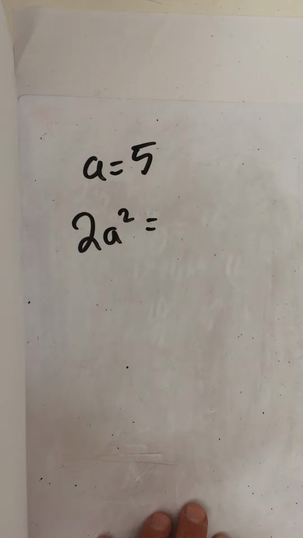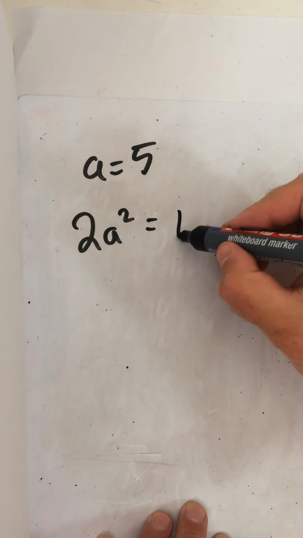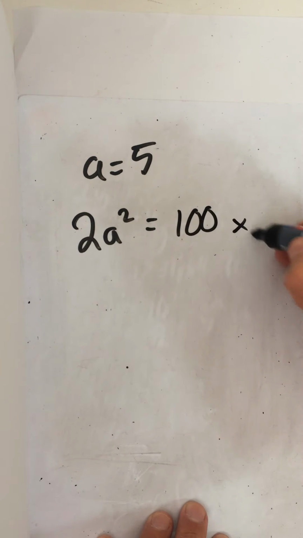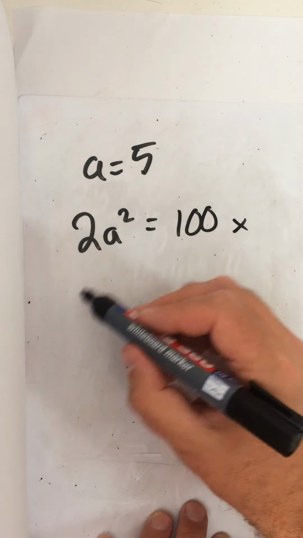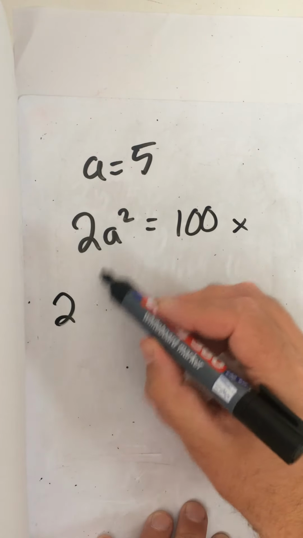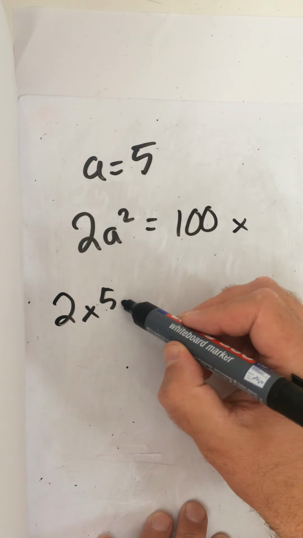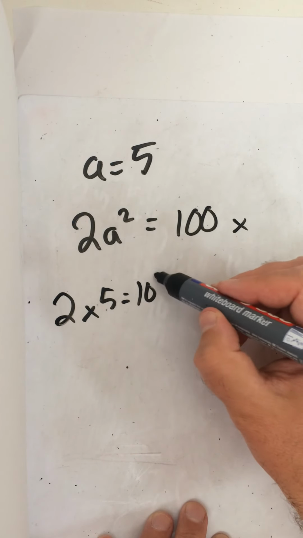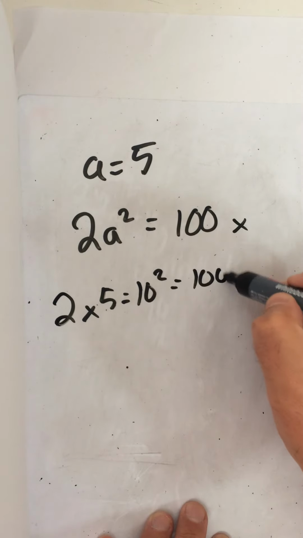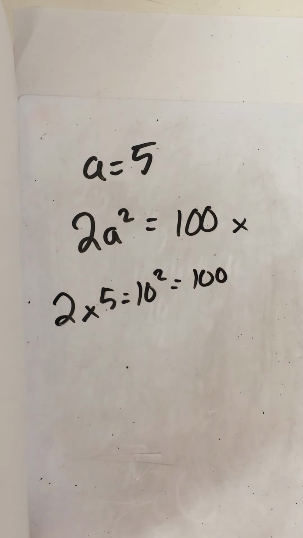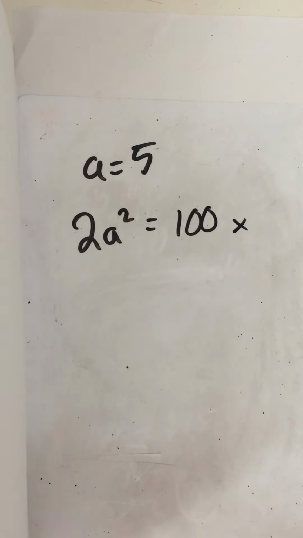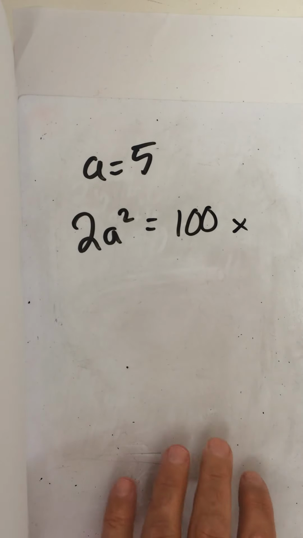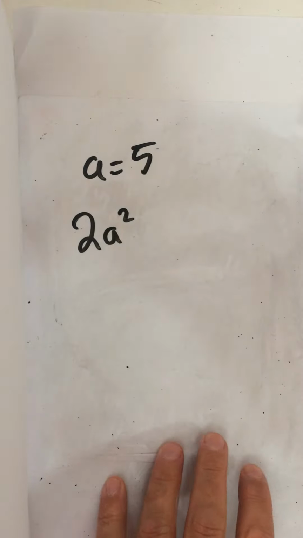Now, I reckon quite a lot of you will have put 100 for this, okay? And 100 is wrong. It is not 100, because the temptation here is to do 2 times 5, which is 10, and then do 10 squared, which is 100, okay? But let's go back and remember BIDMAS, and this is a mistake so many Year 7s and 8s still make, okay? BIDMAS.